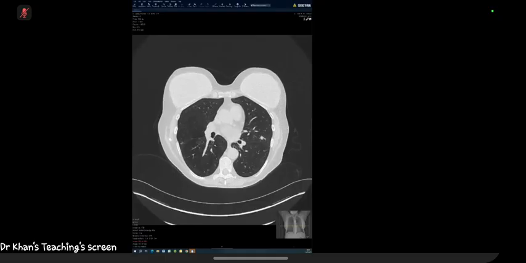Okay. Do you want to describe that? Yeah, so there's a peripheral nodule within the left upper lobe. It's got highly spiculated margins.